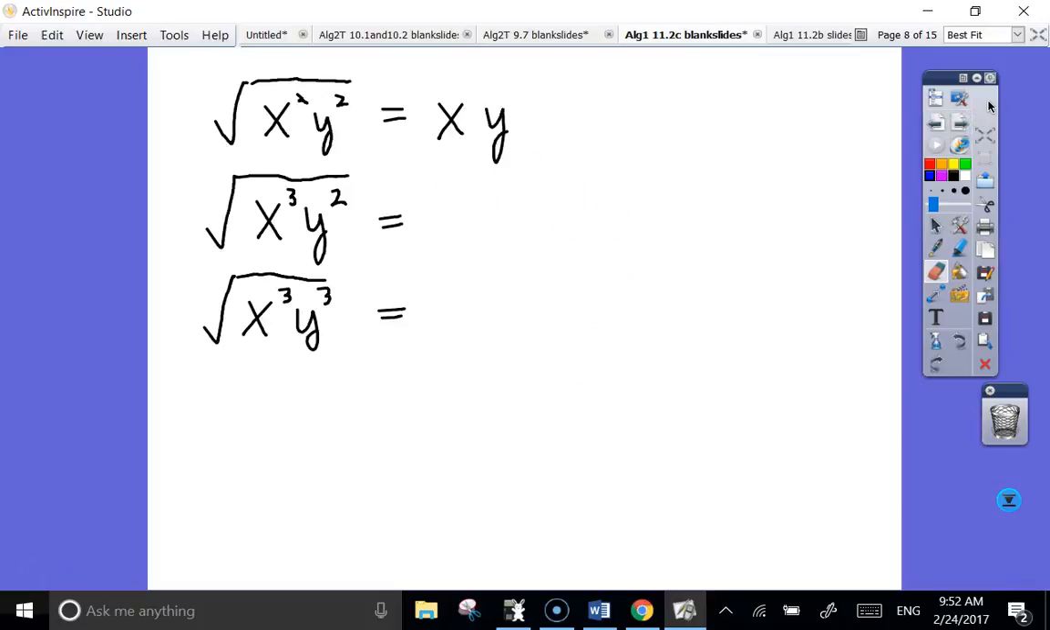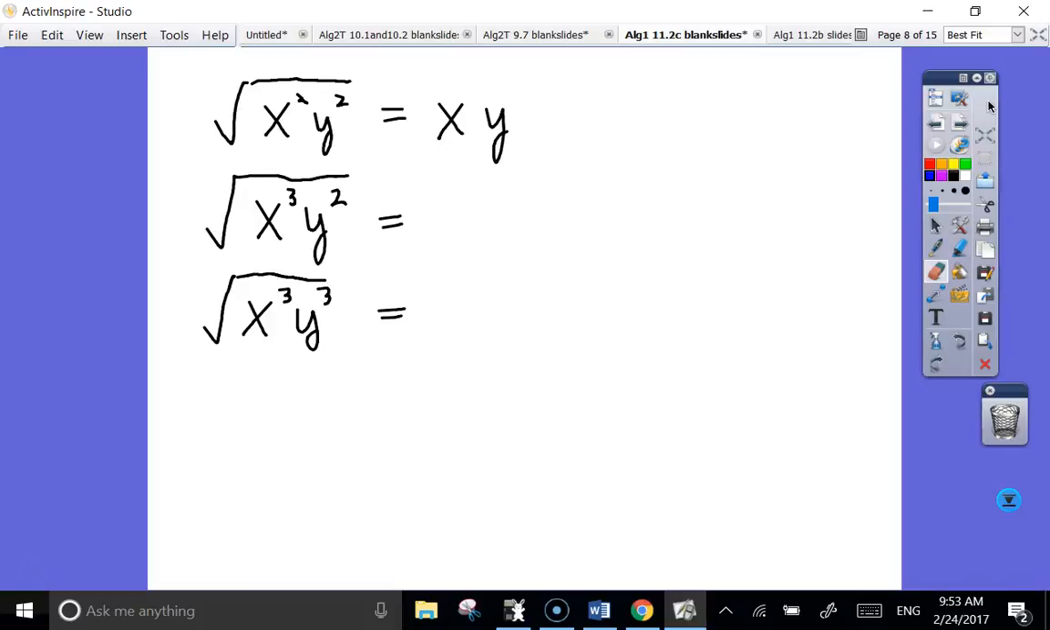Okay, so we can also have more than one variable under there. And then you'll just have to treat each one as its own thing, right? The square root of x squared, y squared, both of those exponents are even, so I can take them both out, right? 2 divided by 2, x to the first, y to the first. But it could be that maybe one of them's even and one of them's not. So what would I be able to take out of this one? The y would come out right away. Can I take out all the x's?